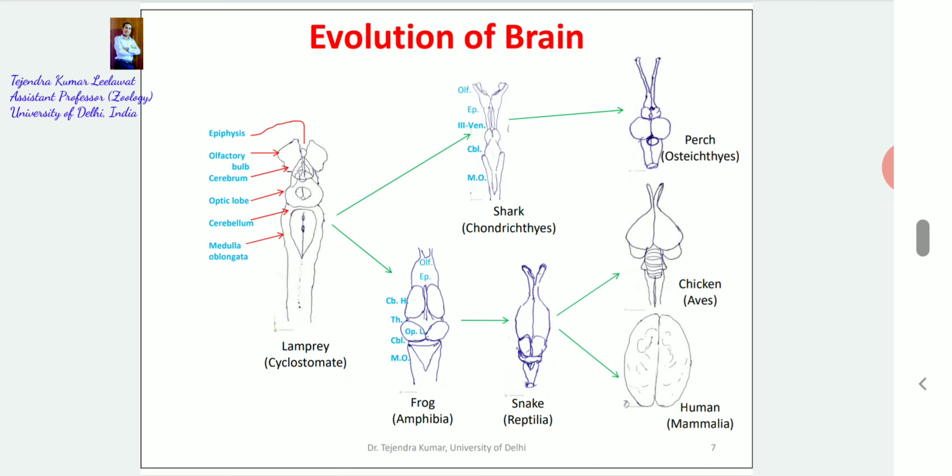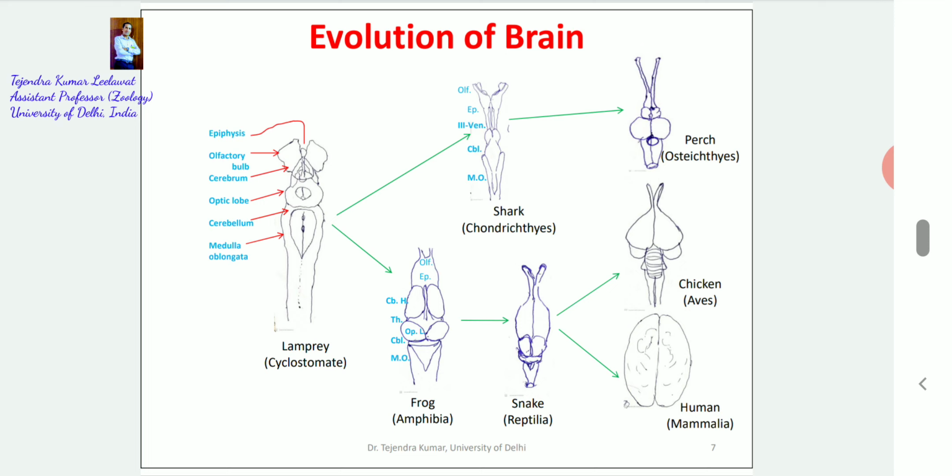Okay, so the cerebrum portion is continuously enlarging through the evolutionary process, and in the mammals, in case of humans, you can find that all the portions get entrapped into it, means all these portions are just covered by this cerebral hemisphere, and the cerebral hemisphere portion is very large in the mammals. Okay, so all these portions are just beneath this cerebral hemisphere.